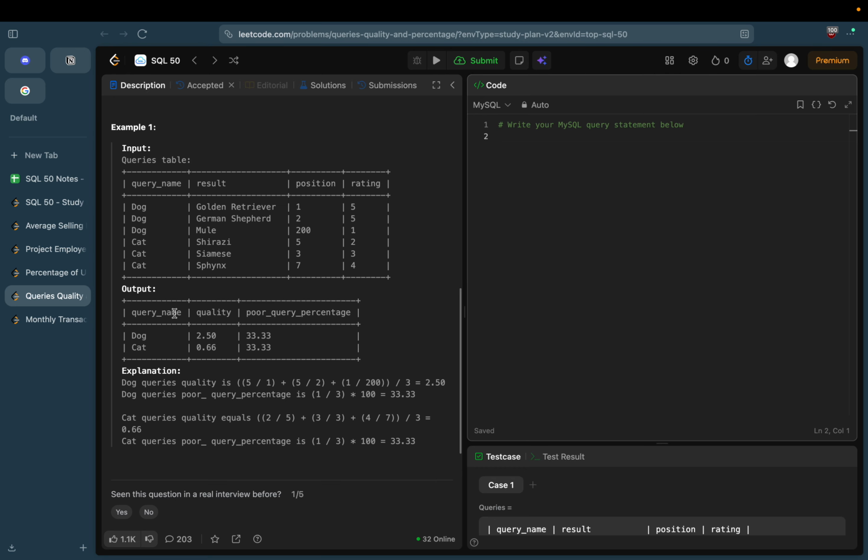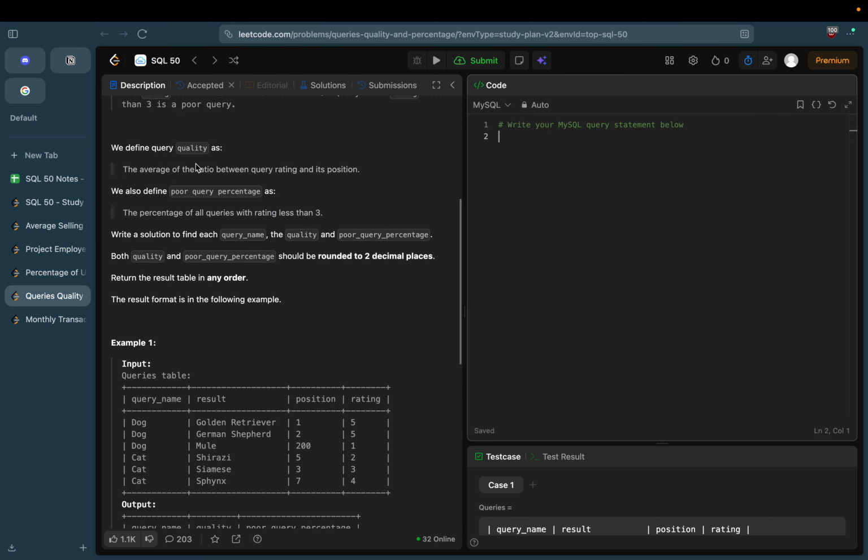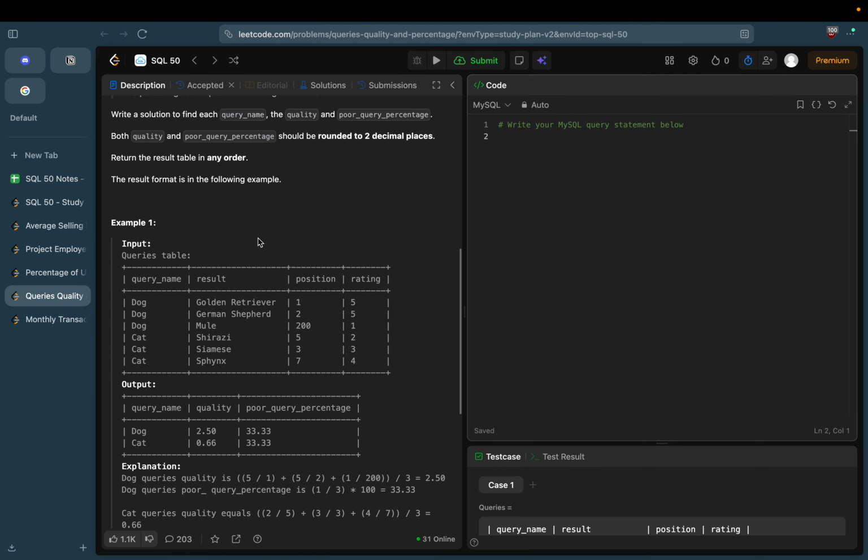The output is the query name. So we're grouping the result by the query name. For dog, the quality comes out as 2.5. A ratio between rating and position, and then the average. So ratio between rating and position gives us 5 by 1, then 5 by 1, then 1 by 200 divided by the total number of rows, that is 3, as we can see over here, which gives us 2.5.